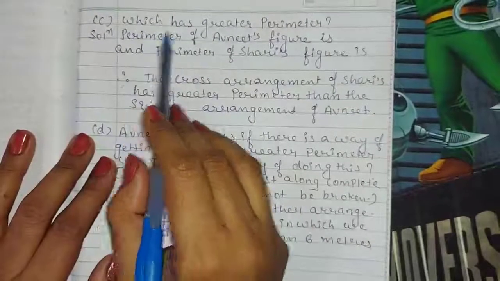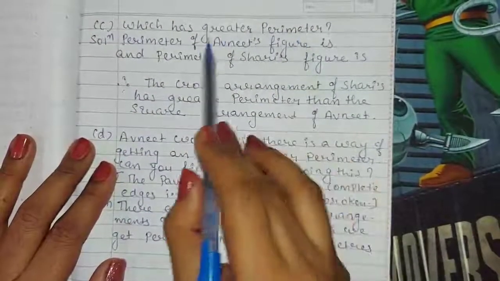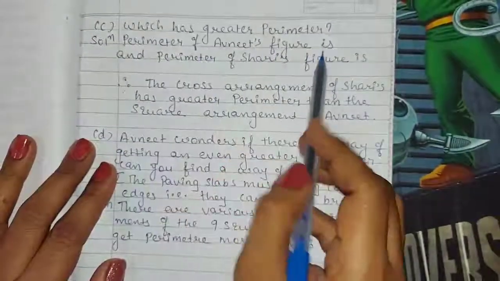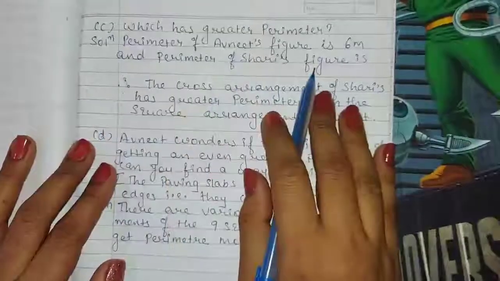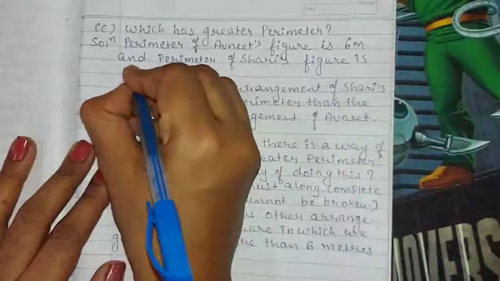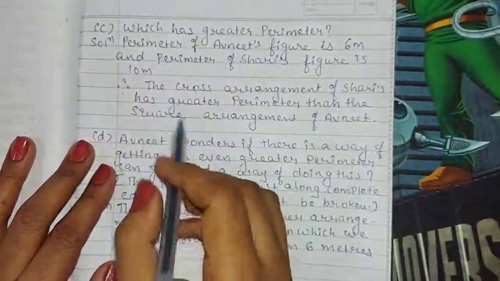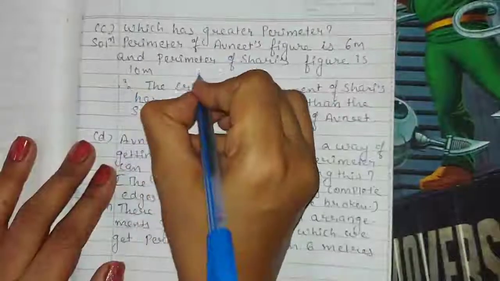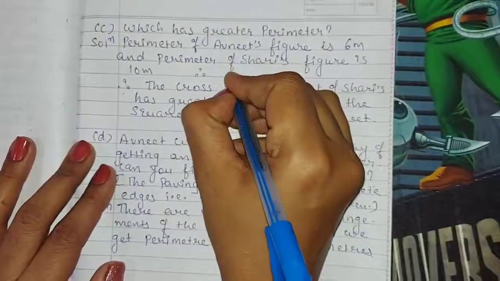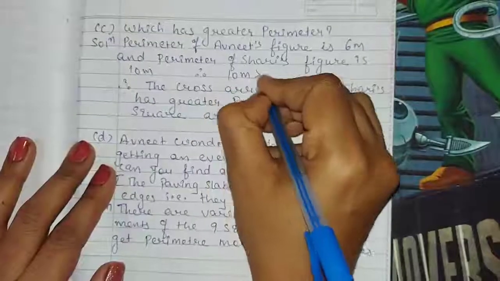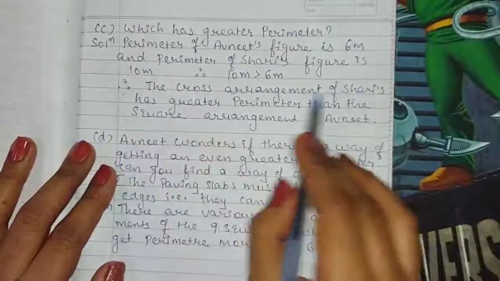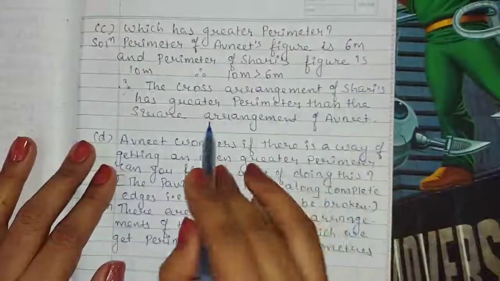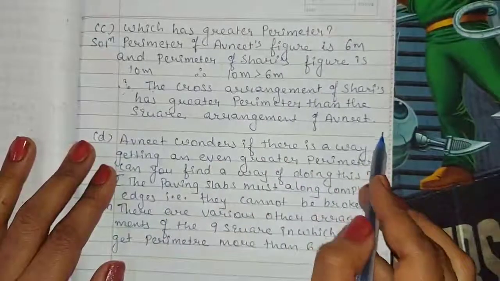Question number C. Which has greater perimeter? The perimeter of Avneet's figure is 6 meter, that was of the square, and the perimeter of Sherry's figure, the cross, is 10 meter. Therefore, 10 meter is greater than 6 meter. So the cross arrangement of Sherry has greater perimeter than the square arrangement of Avneet.